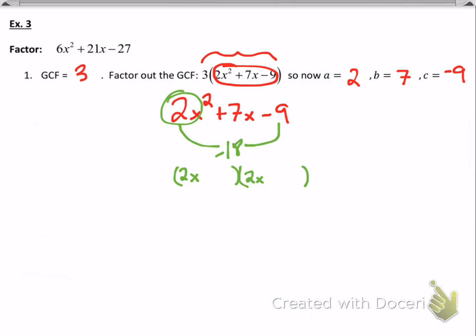Now, I want you to look at this, -18 and 7. And I want you to ask the same question, which is, which two numbers give me a product of -18 and a sum of a +7? And I want you to put that in the blank spots in the binomial. Think about that. Which two numbers give you a product of -18 and a sum of a +7? Let me give you 3 seconds to think about that.